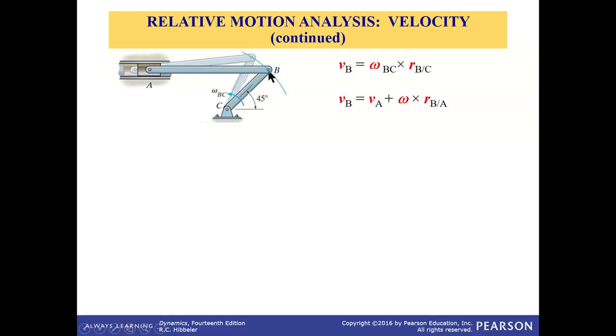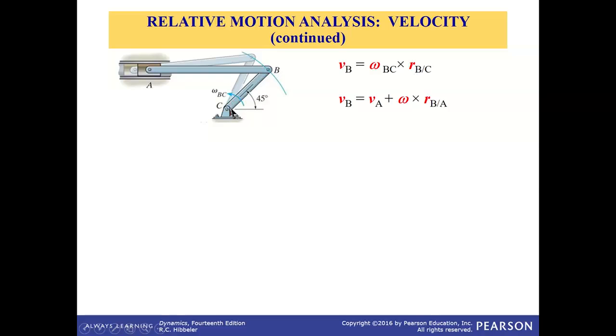There are two different ways. This point B is a very interesting point here because it's the common point between link BC and link AB. So there are two different ways we can calculate the velocity of point B. One way is we can just use the angular velocity of link BC and consider B as a point on link BC, and then using the pure rotation equation, the velocity of B is equal to omega cross R, where omega BC is the angular velocity of link BC, and RB with respect to C is the position of B relative to C.